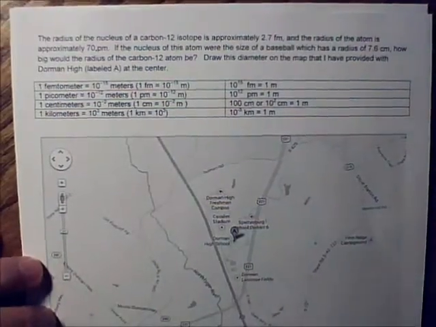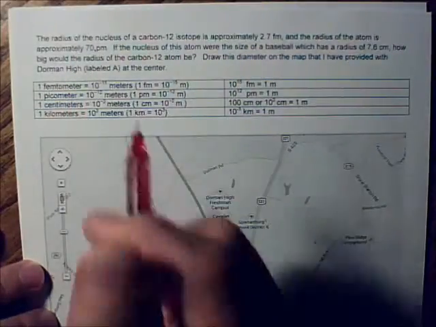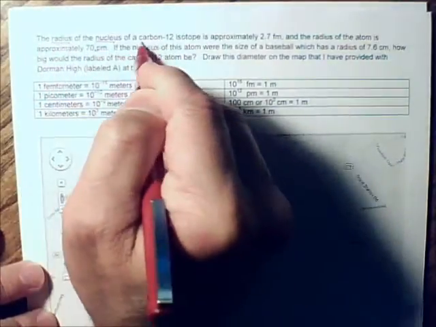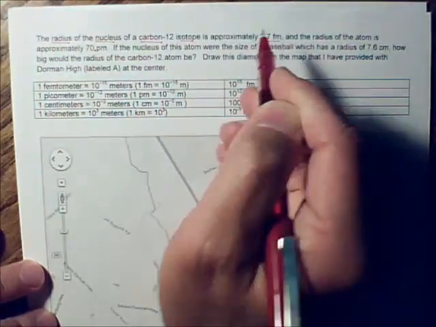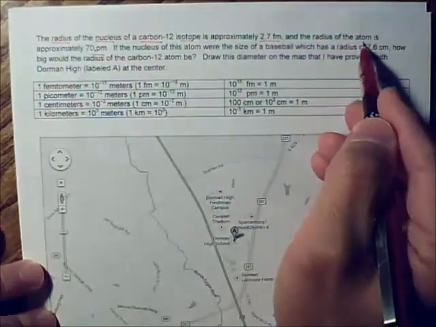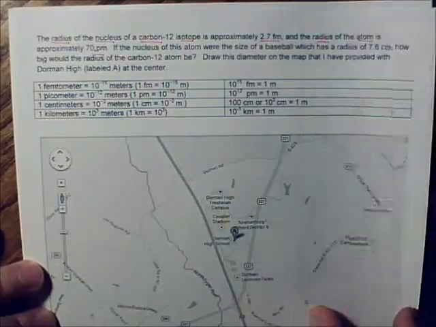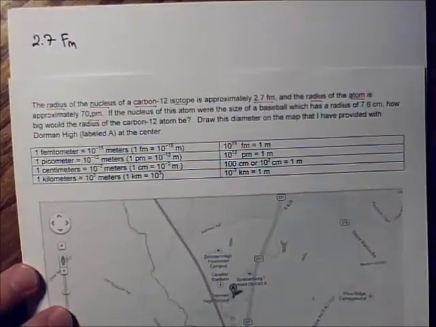So I'll tell you what, let's convert the nucleus. It says the radius of the nucleus of the carbon-12 isotope is 2.7 femtometers. Let's convert that into picometers, which is what the radius of the atom is measured in, so that we can compare the two. That makes sense? All right. So 2.7 femtometers.